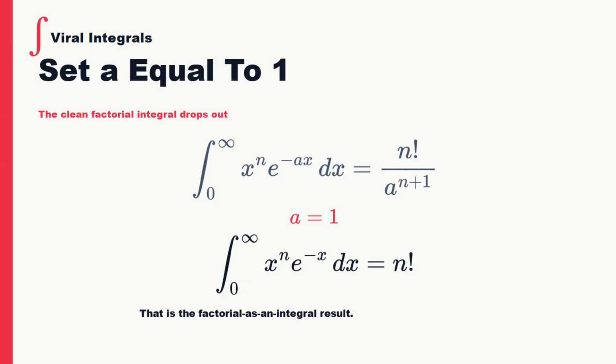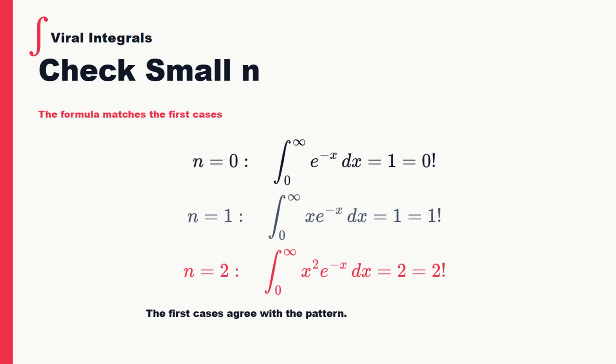To get the version we want, just plug in a equals 1. Then the denominator becomes 1 and the integral is n factorial. And it's worth checking the first few cases so it doesn't feel like magic. If you integrated each of these using normal techniques, integration by parts, you would see that the pattern agrees.